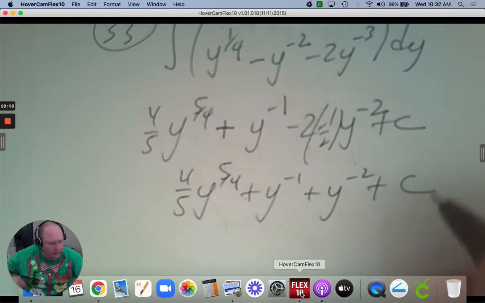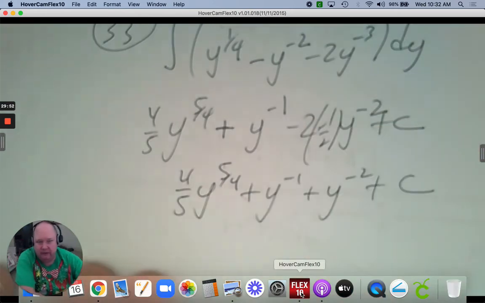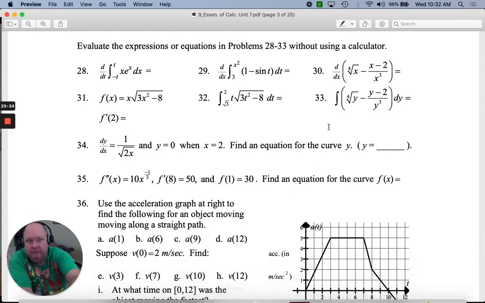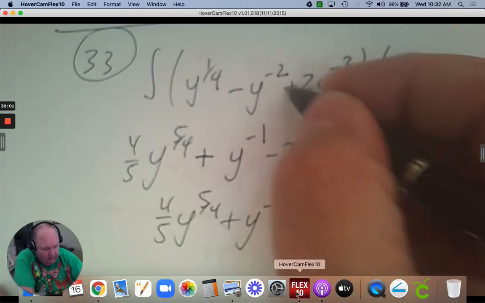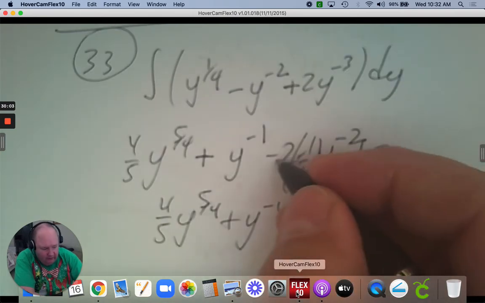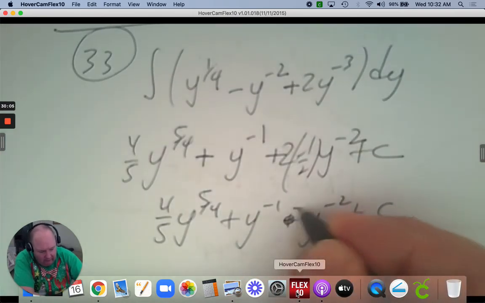Should this be a plus? I think I wrote it down wrong. So a negative times a negative. Yeah, that should have been a plus sign. So a negative times a negative, this is a plus. All that would change is this at the end should have been a subtract sign.